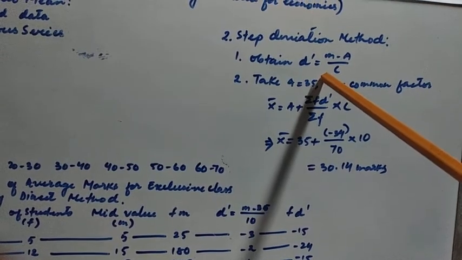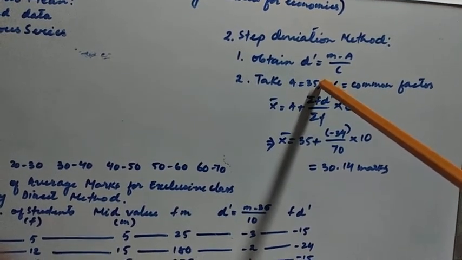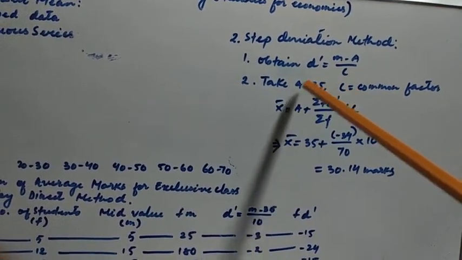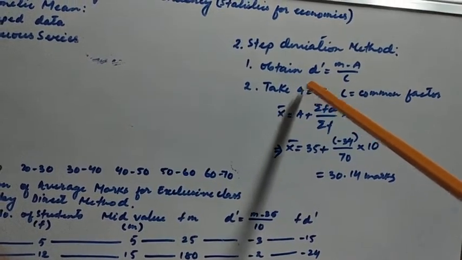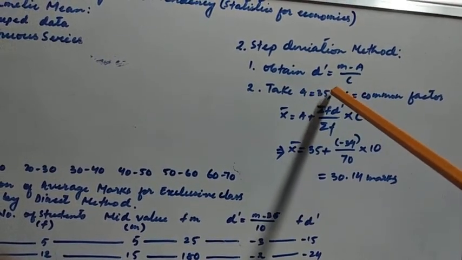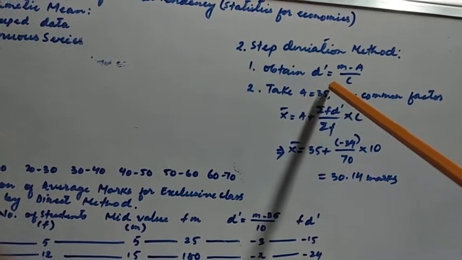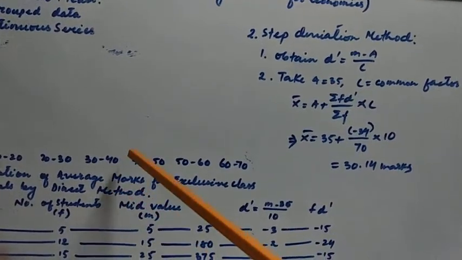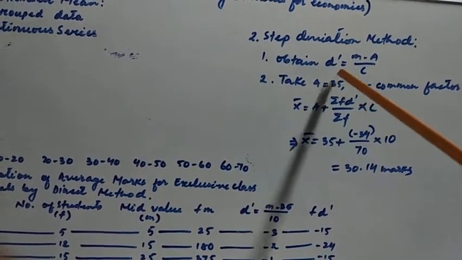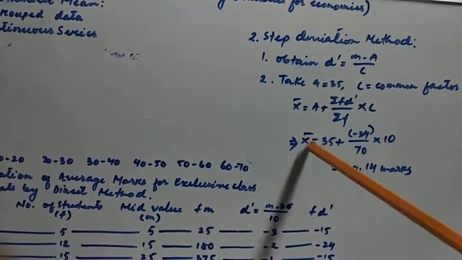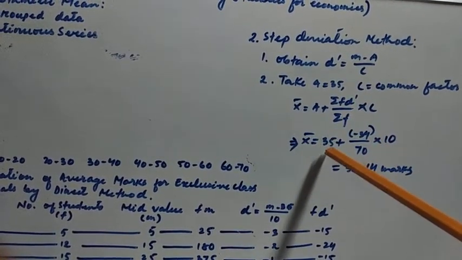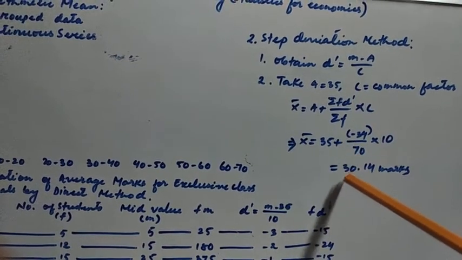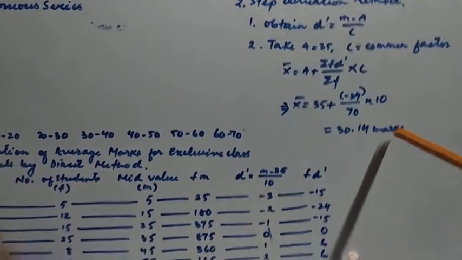So this can be any arbitrary number, any arbitrary figure, 35. So a means assumed mean. So we are assuming 35 is our assumed mean. So we can take any arbitrary figure from the given question. So we are taking here as 35a. So directly apply the formula, substitute the values, and we get 30.14 marks.